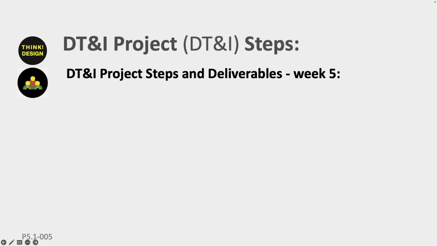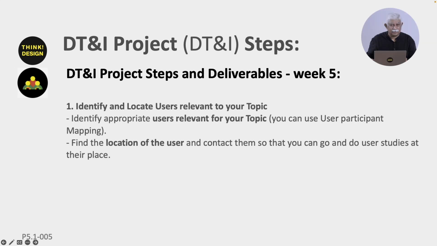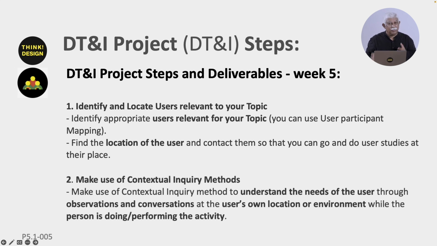So, let's look at the steps and the deliverables for the project. First, you need to identify the users relevant to your topic. You can make use of the user participant mapping because that shows actually the importance of talking to which users. Some are primary users, some are secondary users, some are tertiary users. You need to locate the user, contact them, get permissions so that you can go and do the studies at their place. Make use of the contextual inquiry methods through observations and conversations.